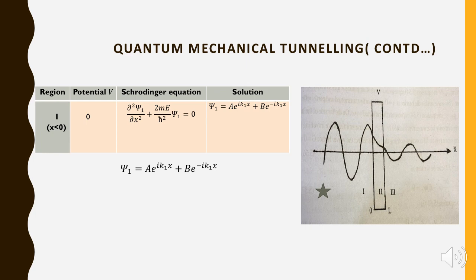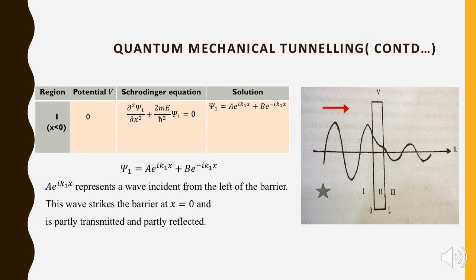In this, the first term a e^(ik1x) represents a wave travelling towards the right in region 1, that is, which is incident on the barrier from the left, shown by the red arrow. This wave strikes the barrier at x equal to 0 and is partly reflected and partly transmitted. The reflected wave is denoted by the term b e^(-ik1x).